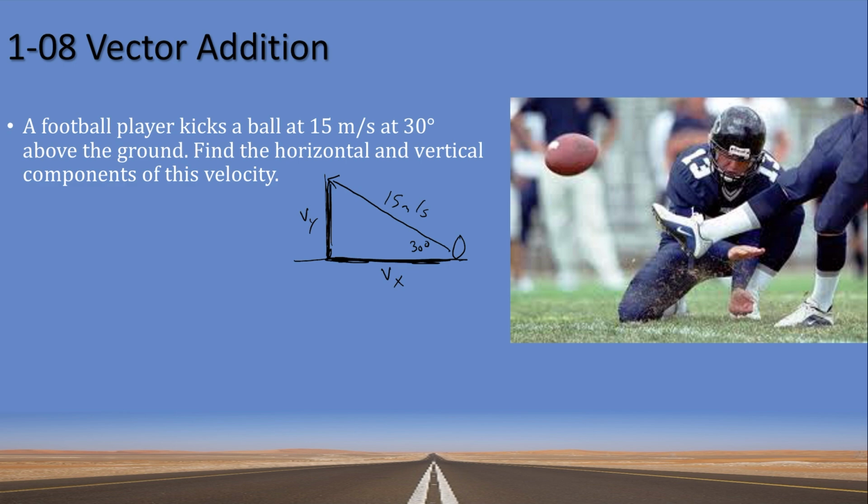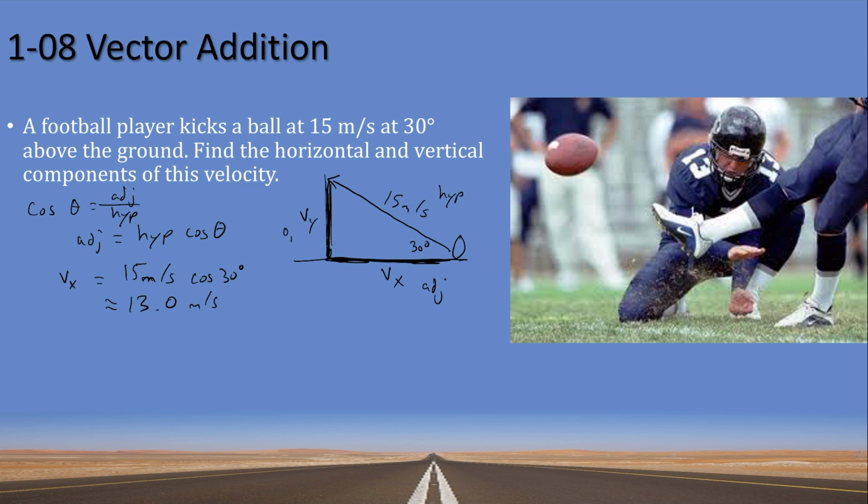To find the x component, we'd look and see Vx is the adjacent side, and the 15 is the hypotenuse. It means we'd use cosine. It is the adjacent over the hypotenuse. Notice if I multiply by the hypotenuse, I get adjacent is hypotenuse times cosine of the angle. Or in other words, Vx would be 15 meters per second times cosine of 30 degrees, or about 13.0 meters per second.